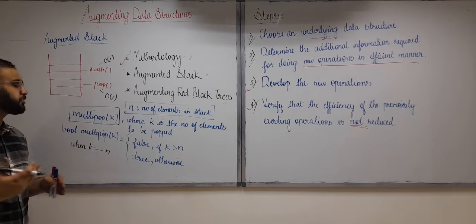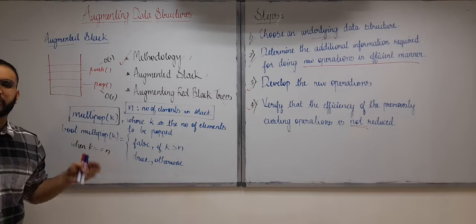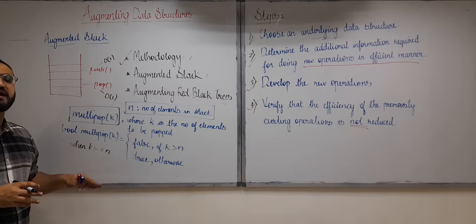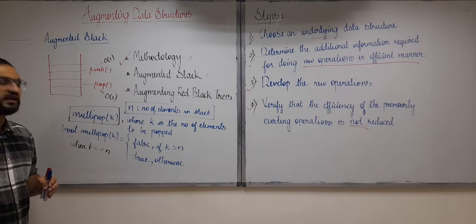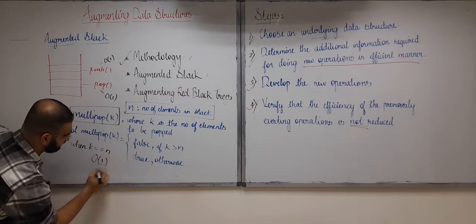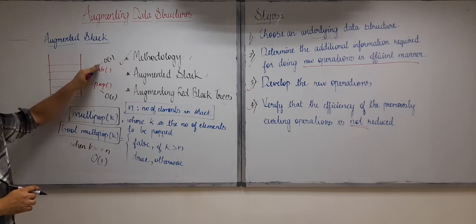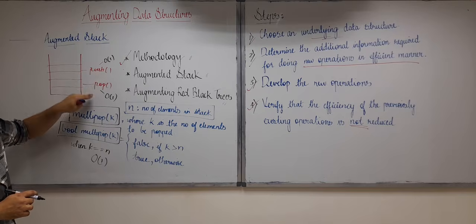But I have already taught in the amortized analysis video of this advanced data structure playlist that for multi-pop of k, the amortized time complexity is order of 1. It is not order of n, right? And when we perform multipop of k, there is no change in the time complexity of these two operations, right?